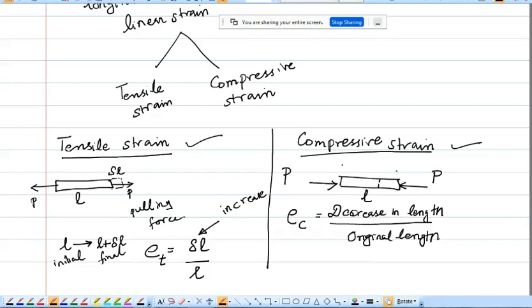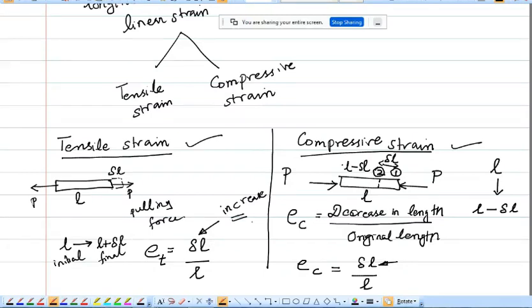Initially, I am having this length L. After the compressive force, the body length will change to L minus delta L. If you consider this as delta L, your final length will be L minus delta L. So the length changes from L to L minus delta L. I can define compressive strain as the decrease in length divided by L, that is delta L by L. This delta L is the decrease in length, whereas in the case of a tensile strain, this delta L is the increase in the length.